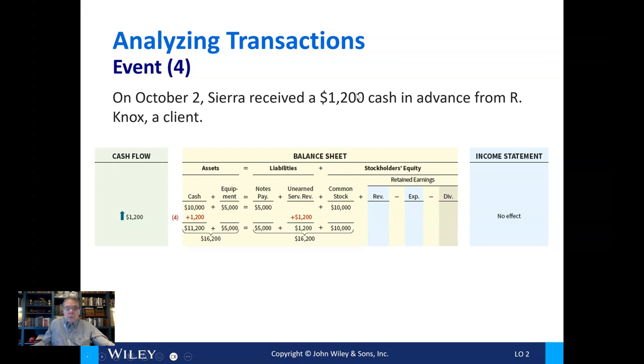We received $1,200 cash in advance from R Knox. So this is a liability. That's an advance, and that means that we either have to do work or we have to give the client the money back. So that's a liability until we have satisfied that. So we have increased an asset and we have increased a liability for the same amount.